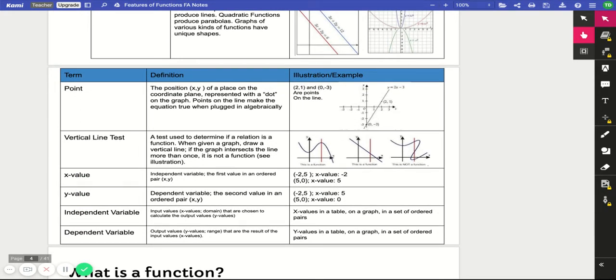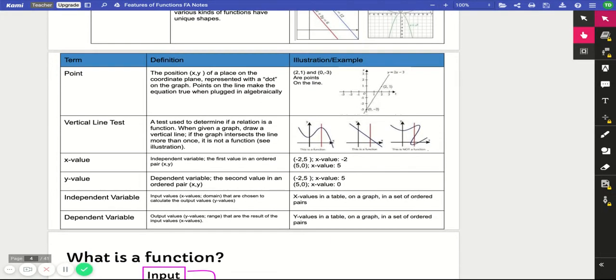A point is the position of x and y of a place on the coordinate plane, represented with a dot on the graph. Points on the line make the equation true when plugged in algebraically. Okay, so a coordinate or ordered pairs create a point.